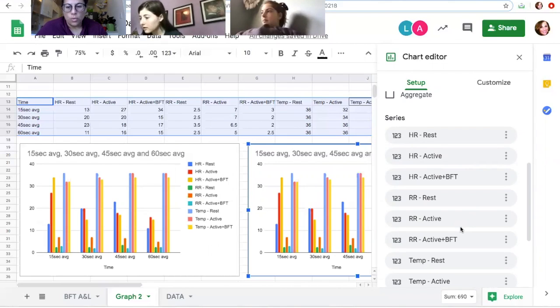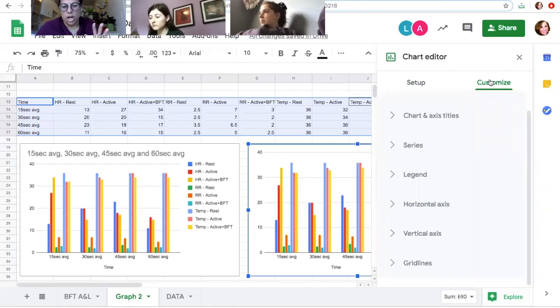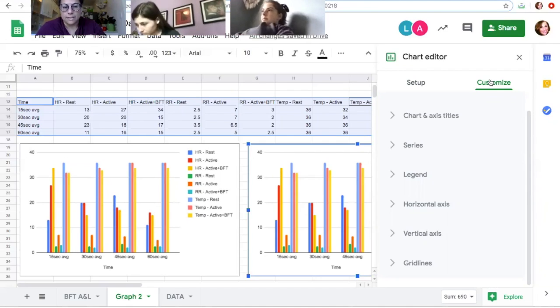And the only thing left to do now is to go to customize and just clean up your titles. So give it a better title, give your time some units. Your y-axis is literally everything, right? So you can say it's heart rate, respiration rate, and temperature, and all the units. You don't have to make the other side this time.